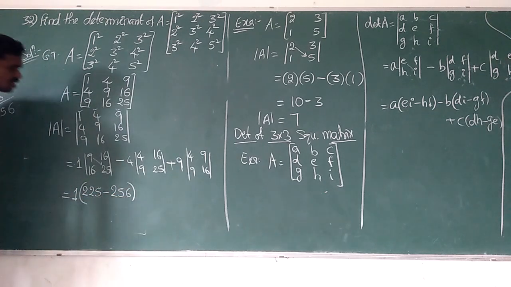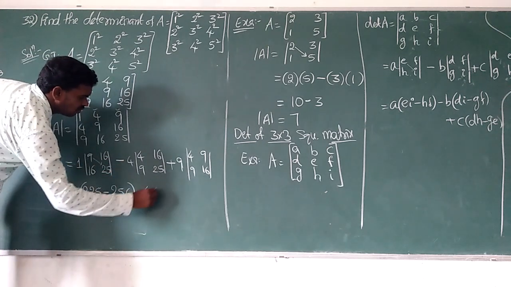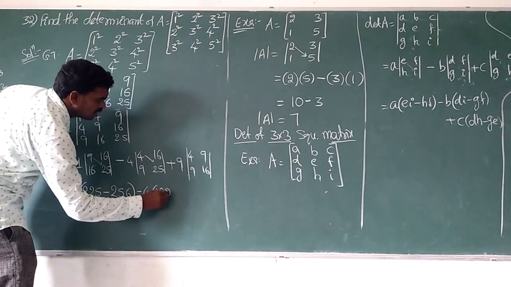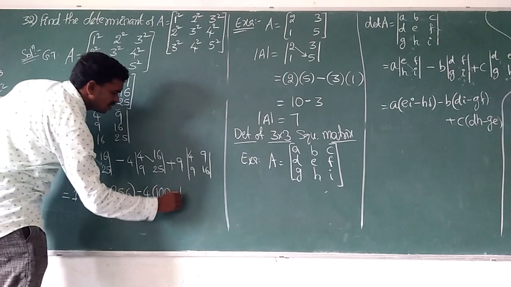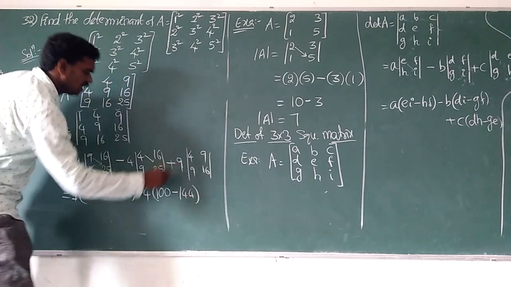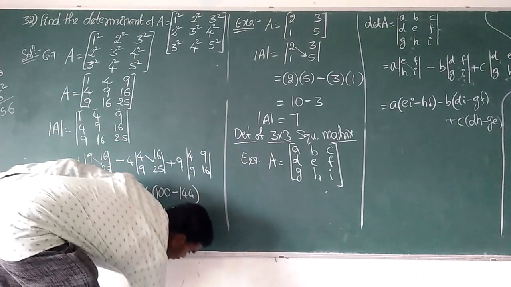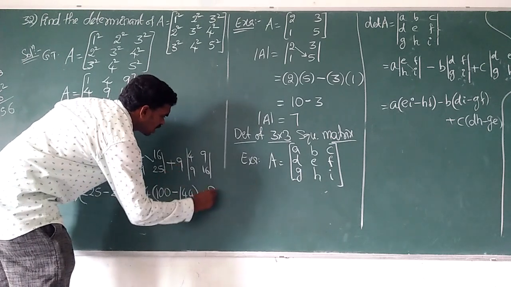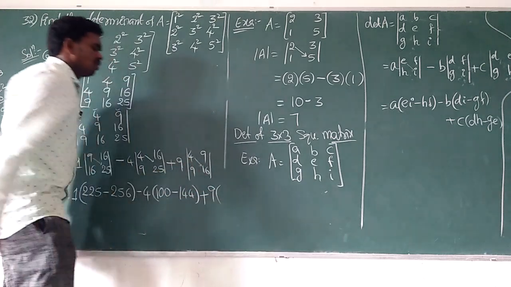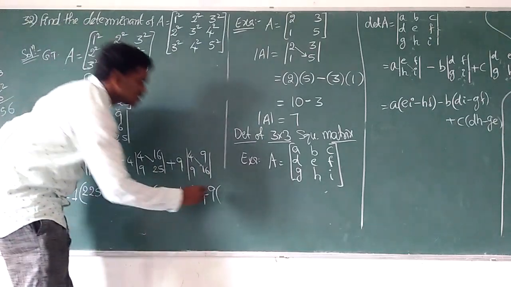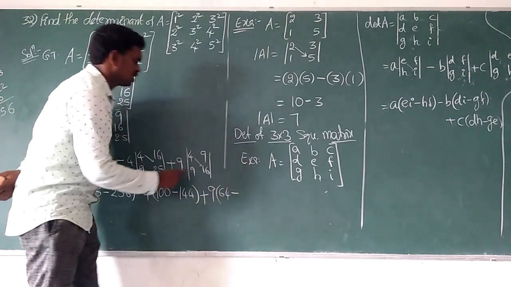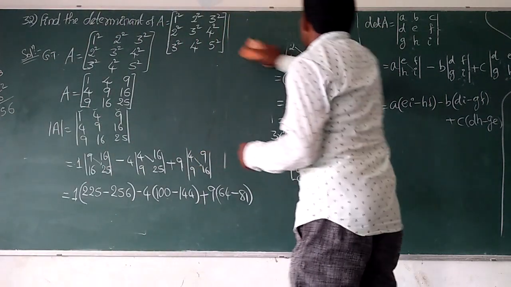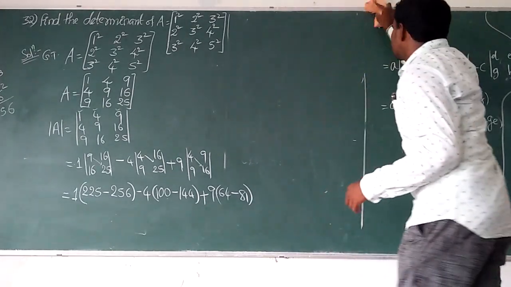256. Yes. Next, minus 4 into, now cross multiplication: 4 into 25, 100. Next, minus 9 into 16, 144. 24 minus 9 into 9, 81. So if we simplify that, we can reach the solution.